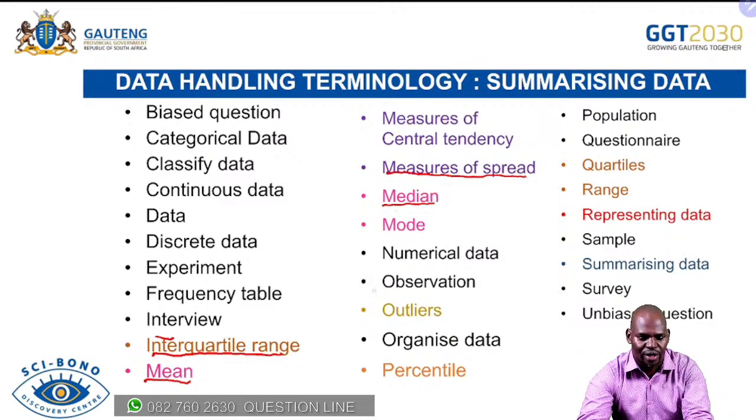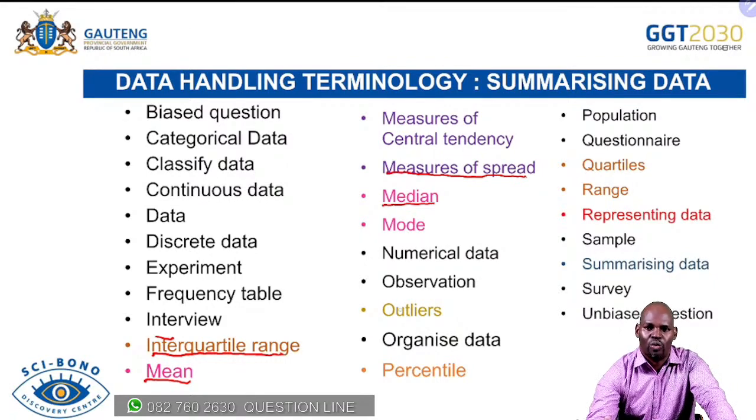Then the next one, boys and girls, is an outlier. The definition of an outlier, remember we said last week: if you are given a list of values, and when you look at the values you see there's a number that is too small or too big compared to the rest of the numbers. So an outlier is a value that is too small or too big compared to the other values. That is in simple terms.